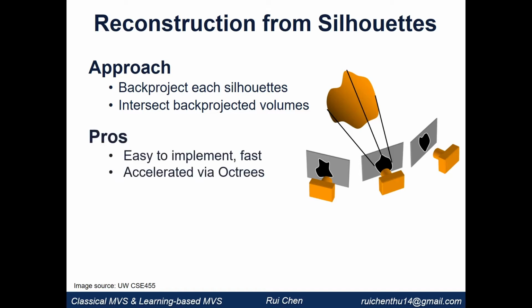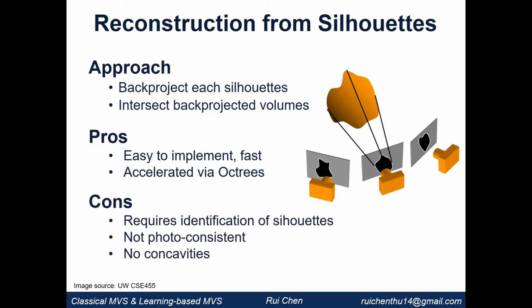The advantage of this method is that it is easy to implement and fast. Also, it can be even accelerated using octrees. However, the drawback is that you need to first identify the silhouettes. The result may not be photo-consistent, even though it agrees with the silhouettes. And also it can only reconstruct a single object, not 3D scenes, and it cannot reconstruct concave shapes.